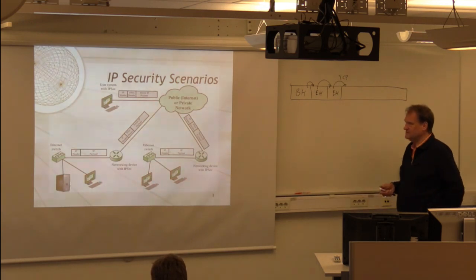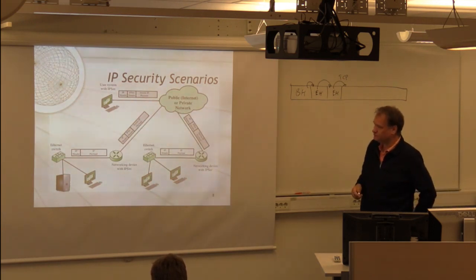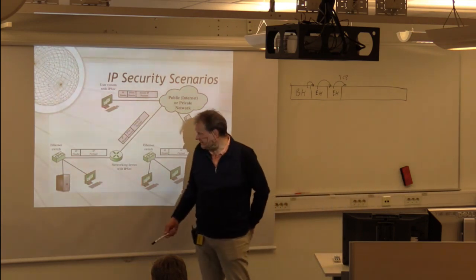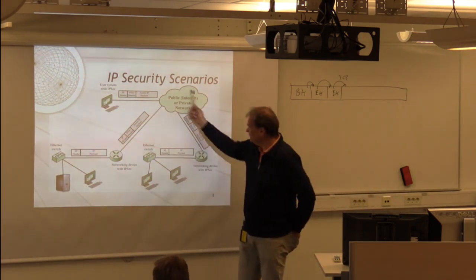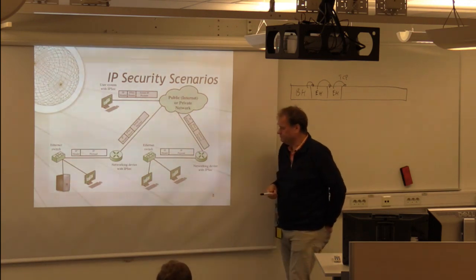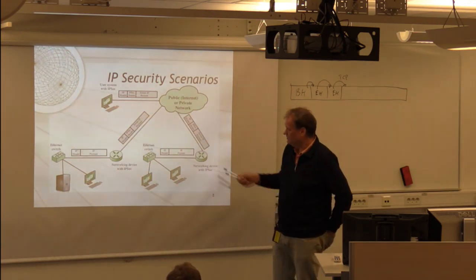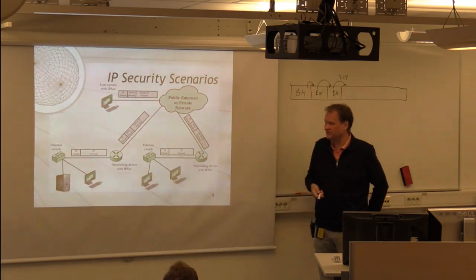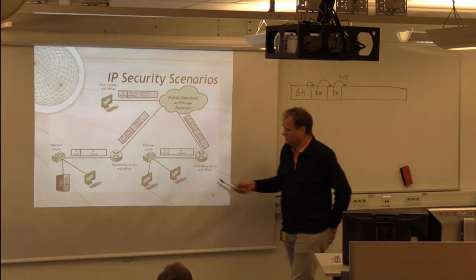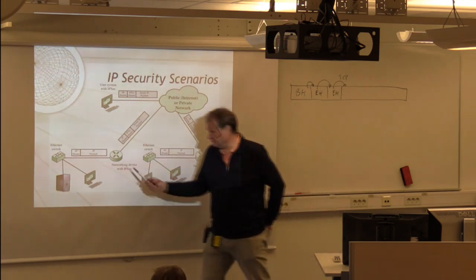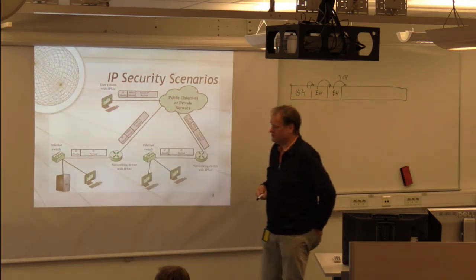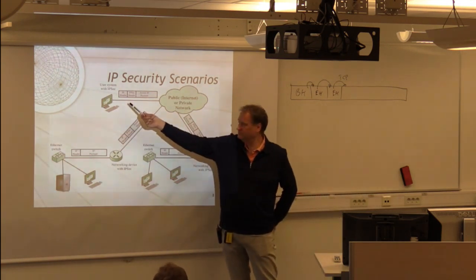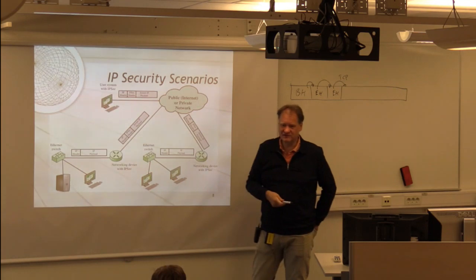So here we can see some of these scenarios. We have here a public network that we connect to. Here we have two different routers that connect different branches of our organization. Up here we have a mobile user who's just directly connected to the network.